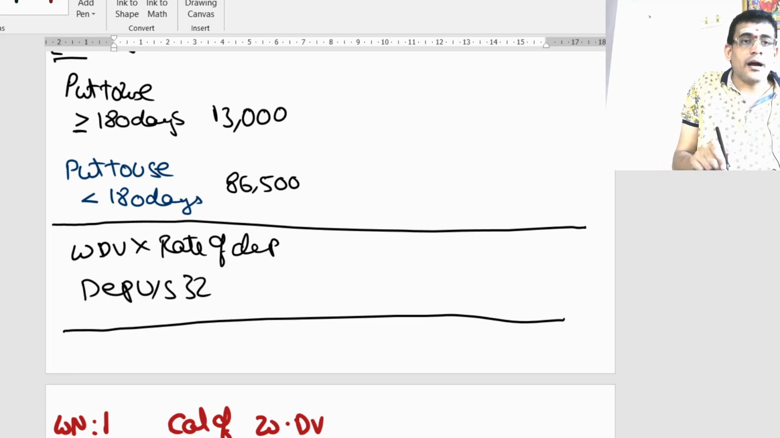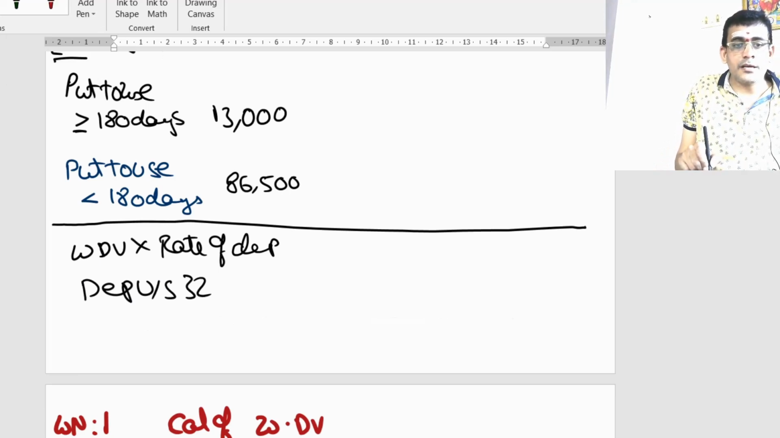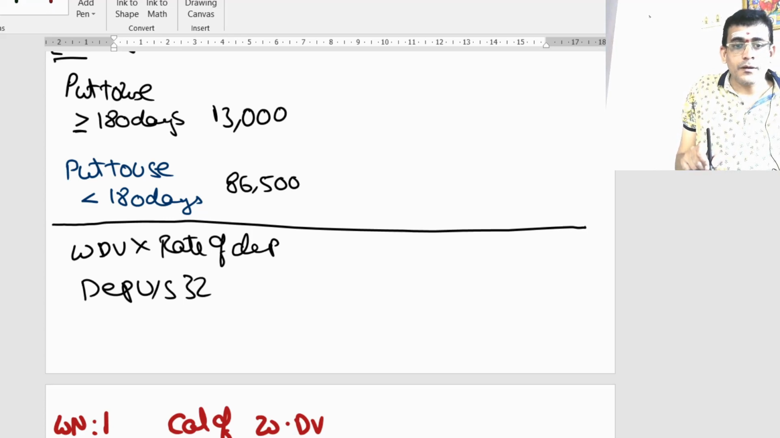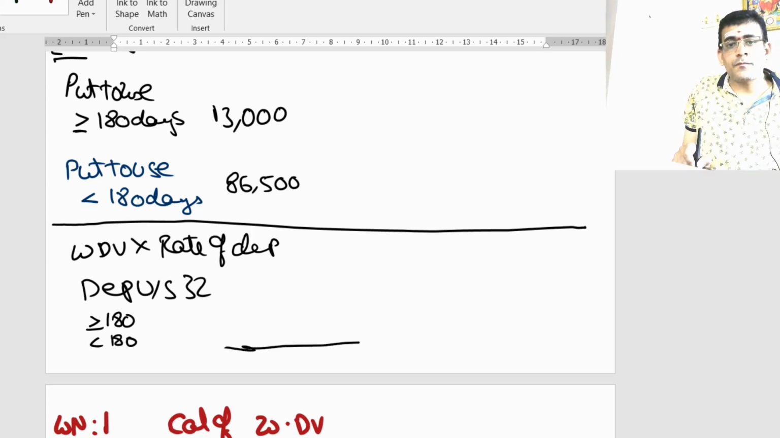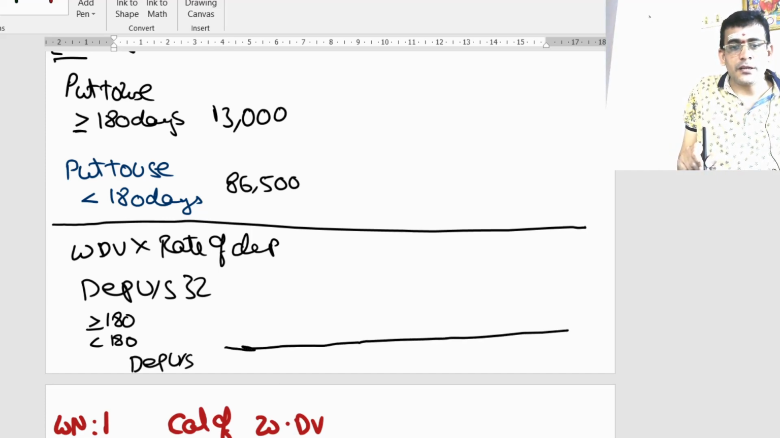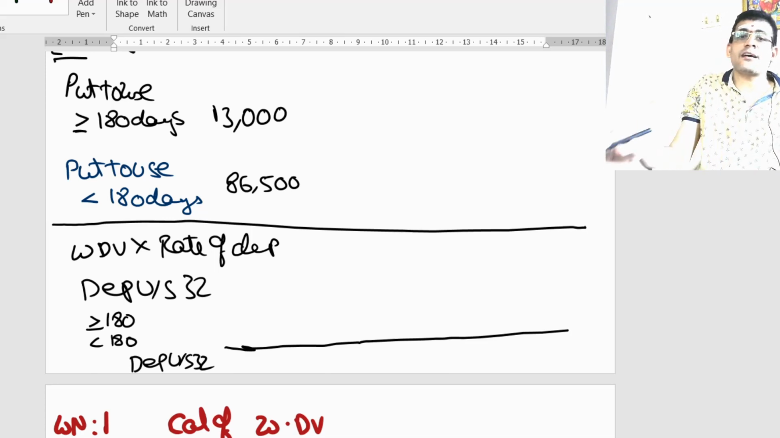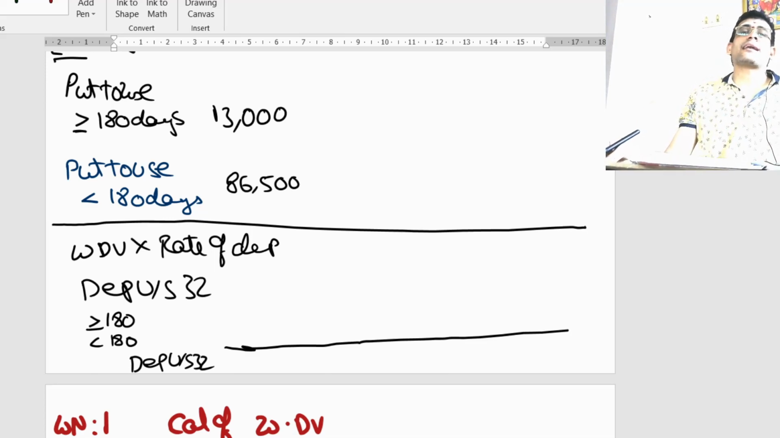So ultimately here I need to have two things. Let us find out the total depreciation. Two parts I have to do: assets put to use for greater than or equal to 180 days, and less than 180 days. The total of both is going to be the depreciation under section 32. Now, 86,500 is the asset put to use for a period of less than 180 days. So how do I calculate the depreciation?